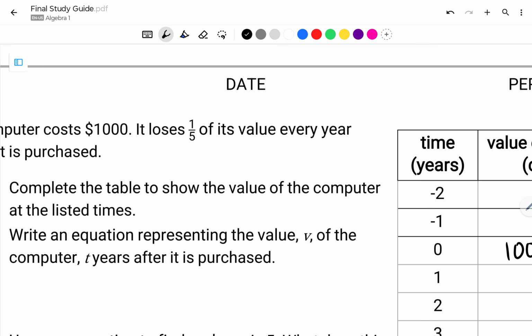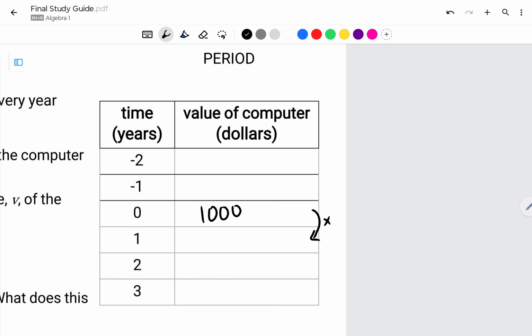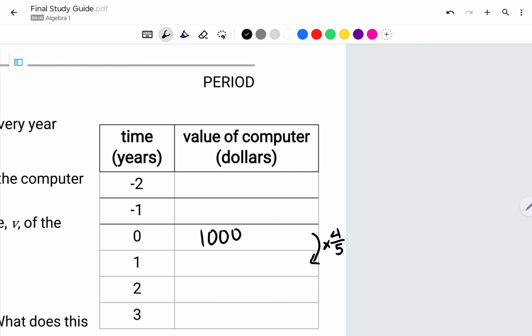But I don't want to know how much money it loses. I want to know how much money it's worth, how much money is left over, right? So the leftover factor is 4/5. So if I multiply 1,000 by 4/5, that's going to get me how much money was left over after you lose that 1/5. Okay, so that's going to be 800, right?